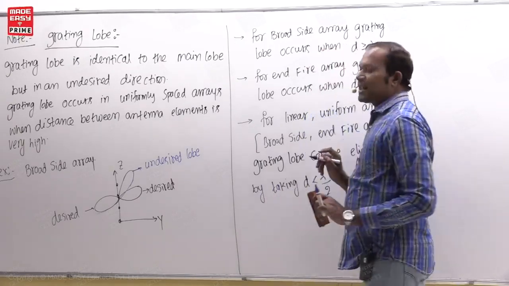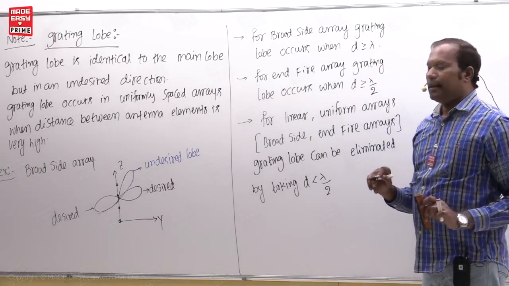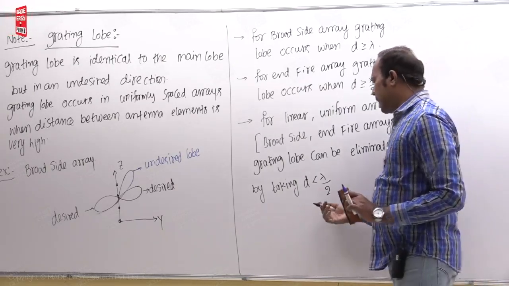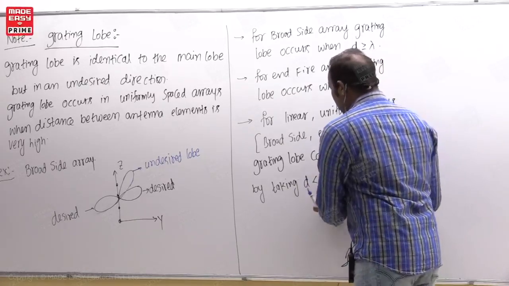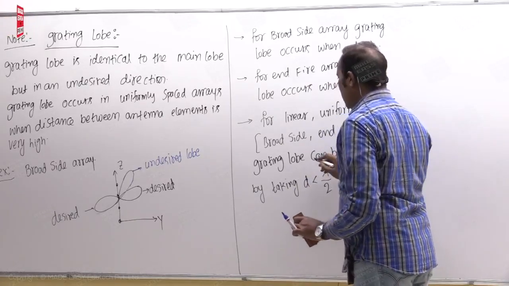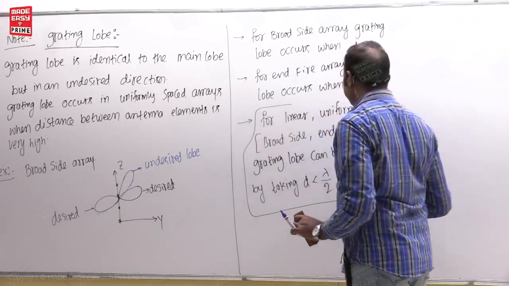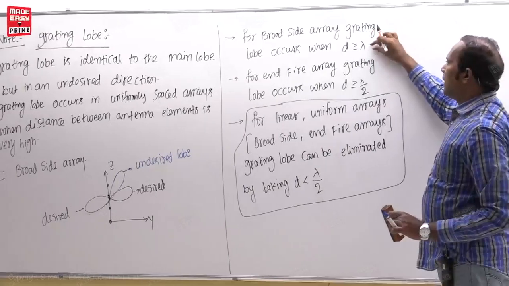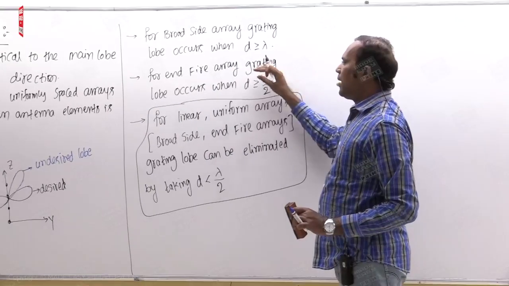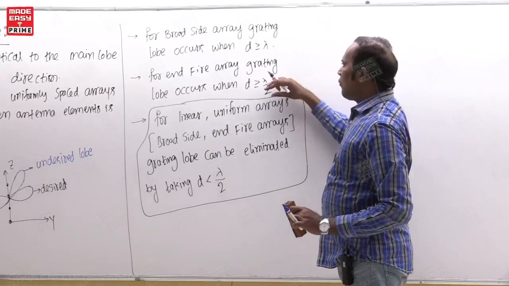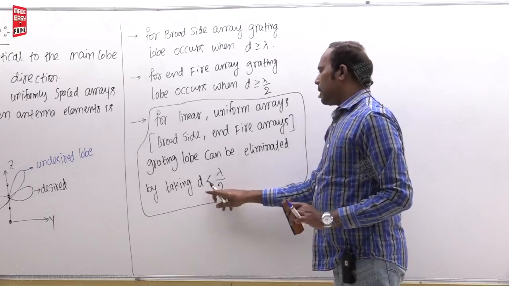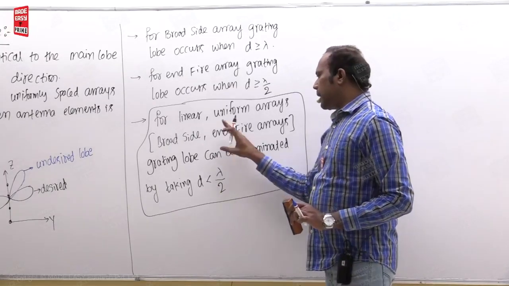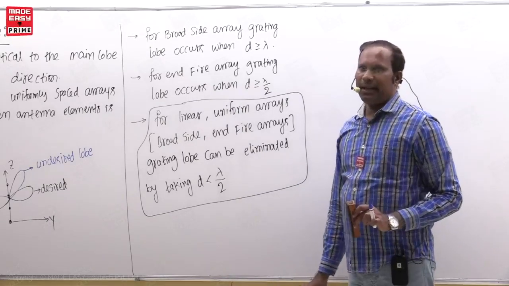That is why I took earlier an example d as lambda by 8, lambda by 6, lambda by 4, like that. You can take d less than lambda by 2 actually. So this one is common for both of them. If only asked for broadside, d less than lambda. Only asked for end fire, d less than lambda by 2. For both of them commonly asked, then once again d less than lambda by 2. If you maintain d less than lambda by 2, then that grating lobe can be eliminated, dear students.